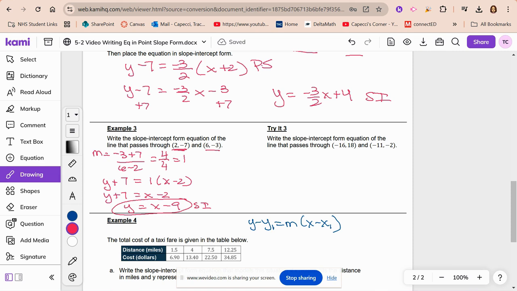Okay, let's do another one, similar. I'm going to find the slope first, -2 minus 18 over -11 plus 16, which gives me -20 over positive 5, which is negative 4. Now again, this time I'll use the second point.